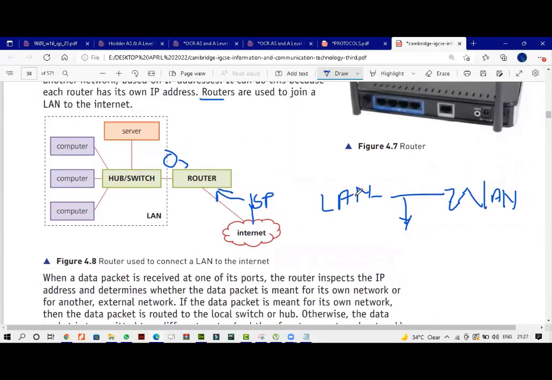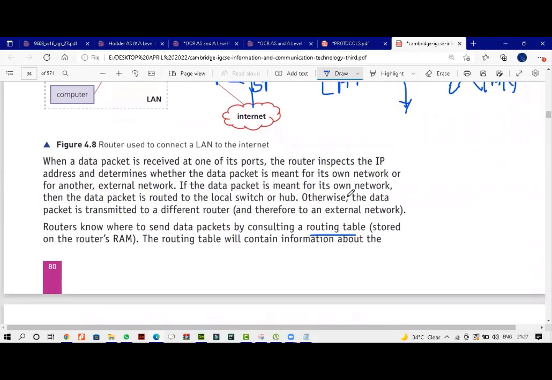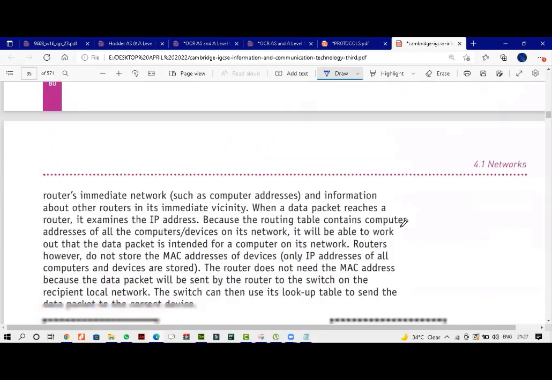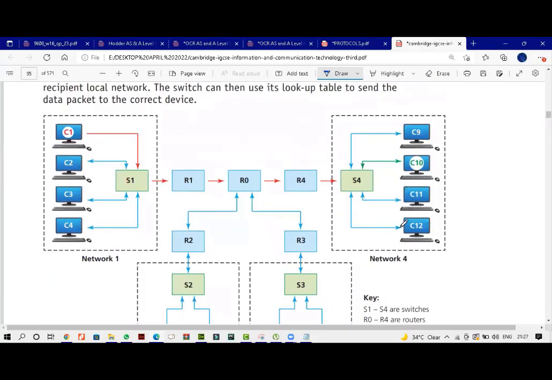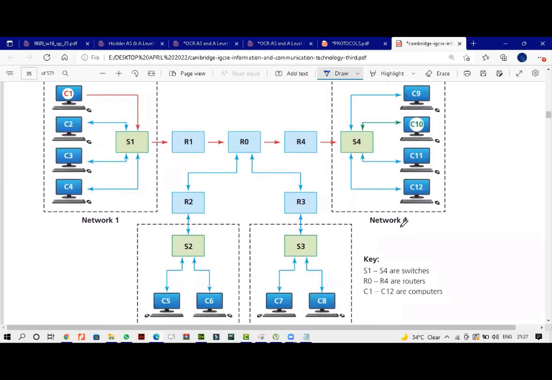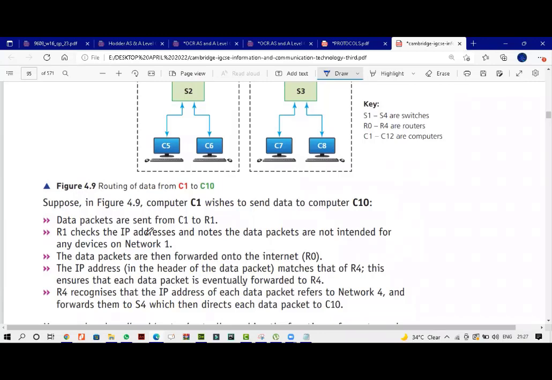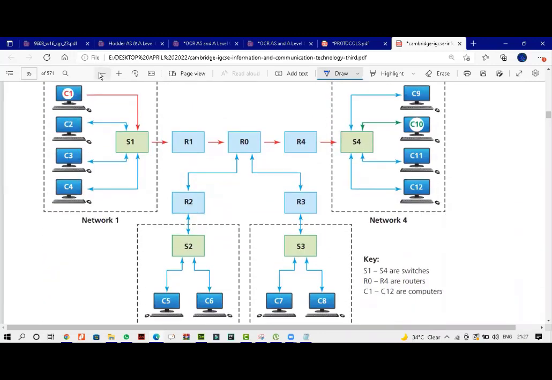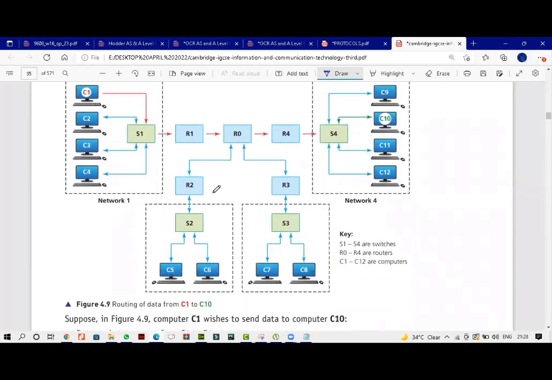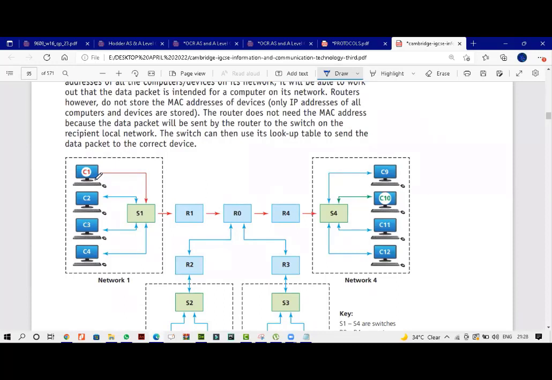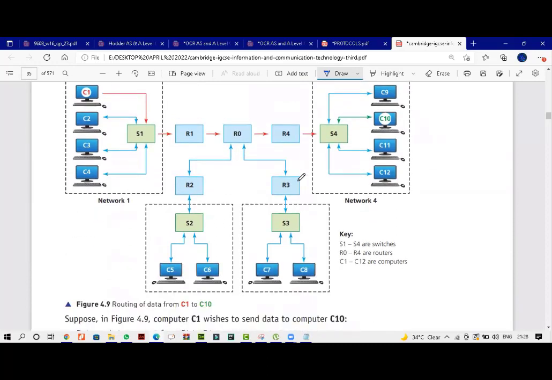Just like in our switches we had the port number and the MAC address, over here we basically have the port number, but the IP address. The difference we have over here is the IP address. You can see this diagram is quite good. It tells you that data packets are sent from C1 to R1. So let me go back. It tells us how routing of data from C1 to C10 goes. Let me discuss this exactly from here.